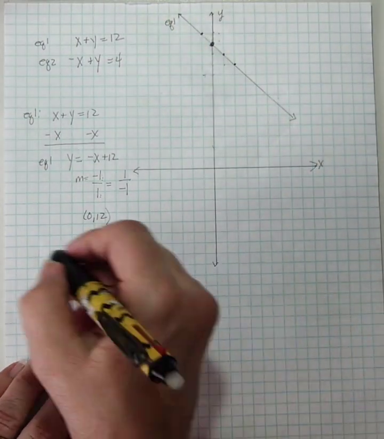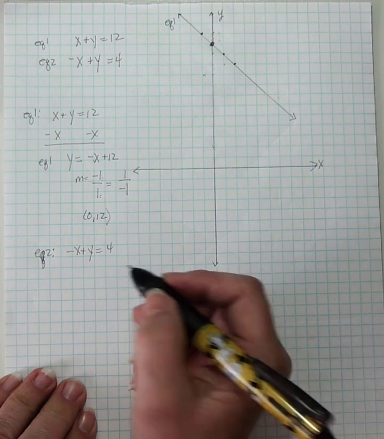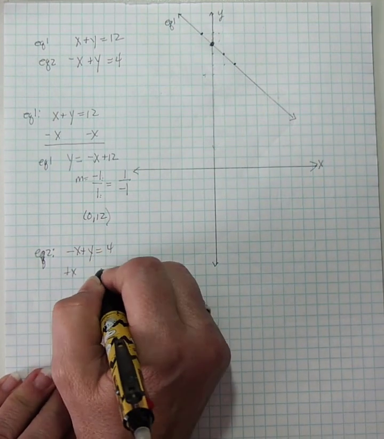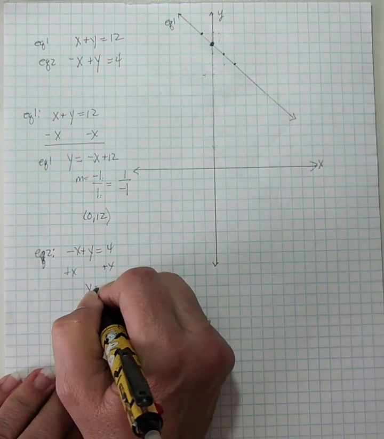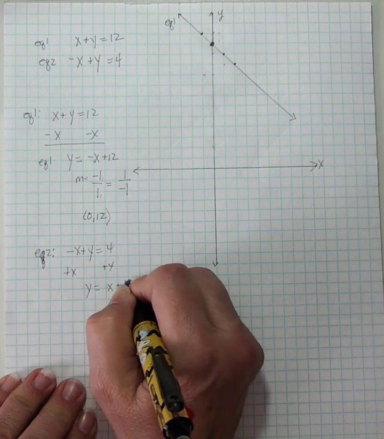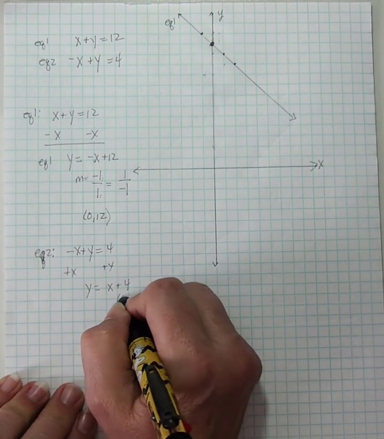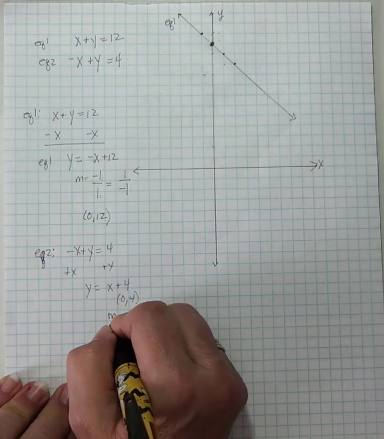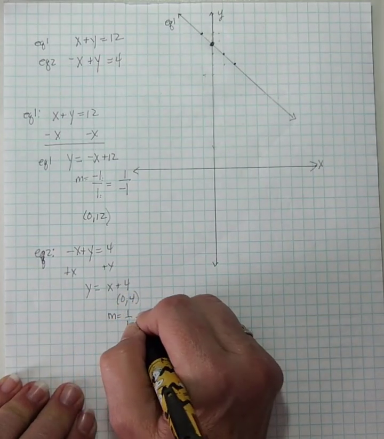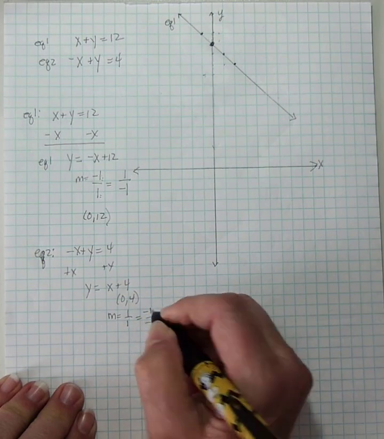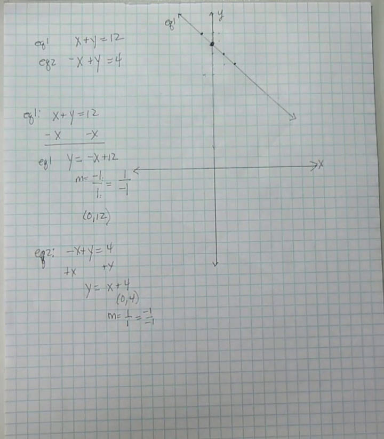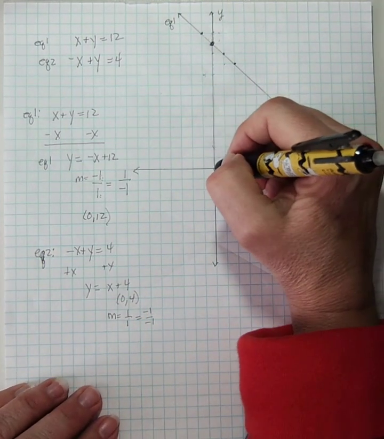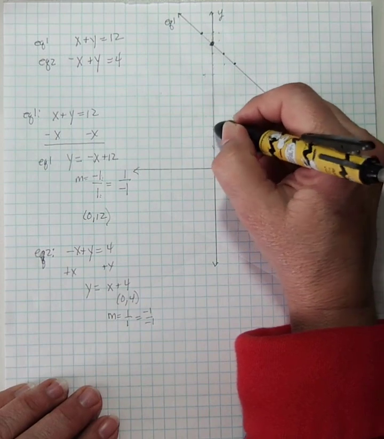Now I'm going to look at equation 2, and once again I'm going to solve for y. I'm going to add x to both sides, and I'd have y equal x plus 4. My intercept is 0, 4, and my slope is 1 over 1, or I could say negative 1 over negative 1. And now I'm going to graph that. So I have 0, 1, 2, 3, 4.